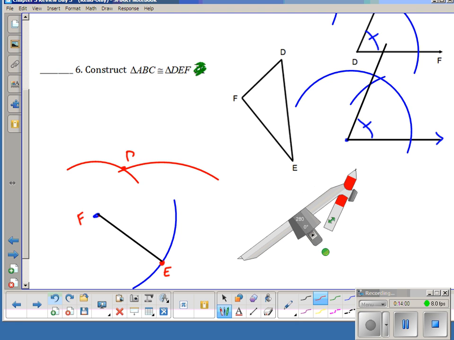That's where D is. Now, I've labeled them with the originals just so you can see how I copied it. But really it told us to make triangle ABC congruent to DEF. So A is the same as D, so I'm going to change D to A. B is the same as E, so I'm going to change E to B. And C is the same as F, so I'm going to change F to C. Okay, so that's my duplicated triangle.